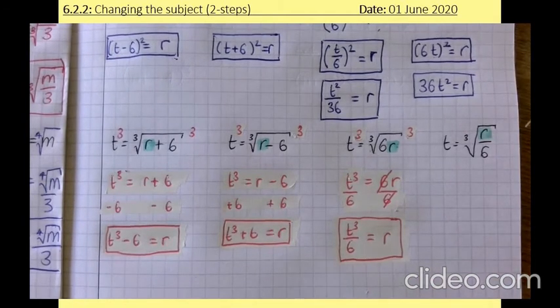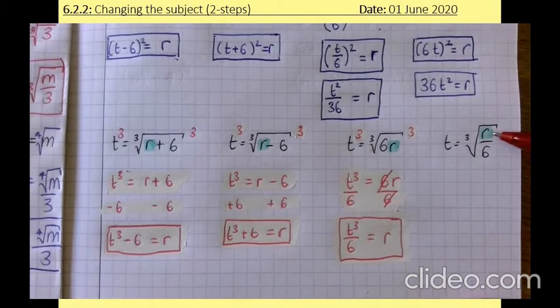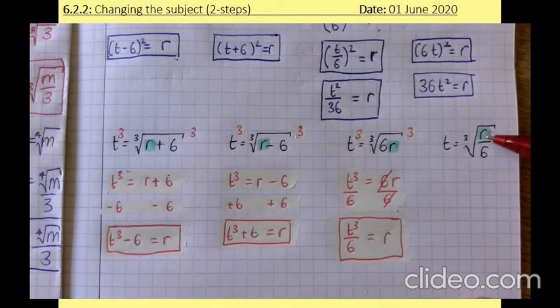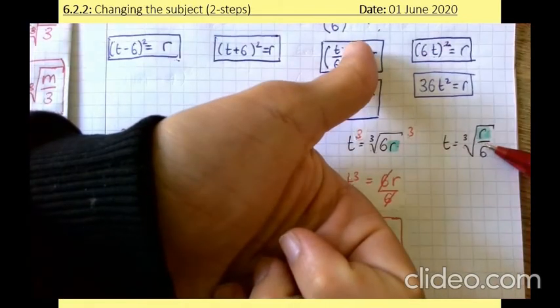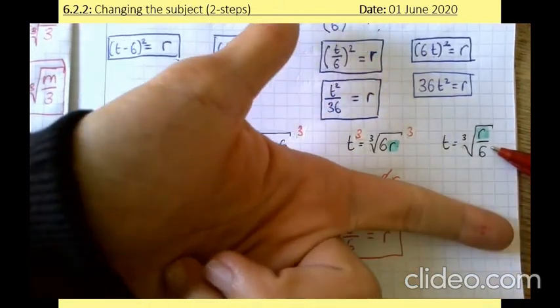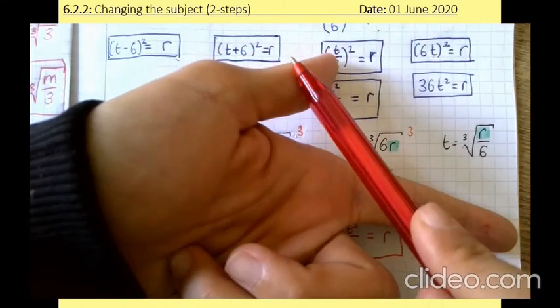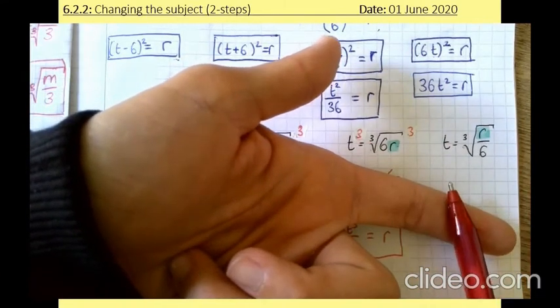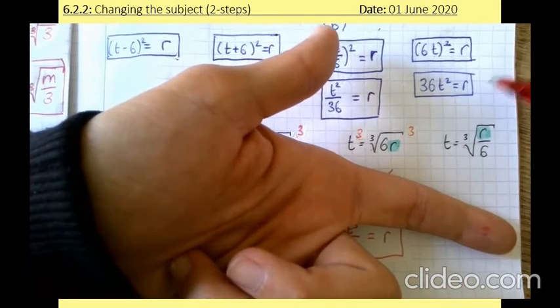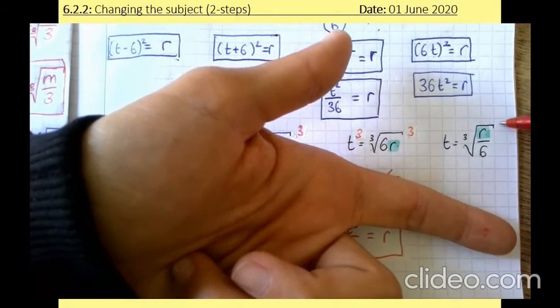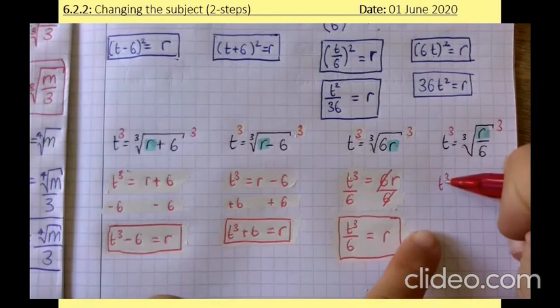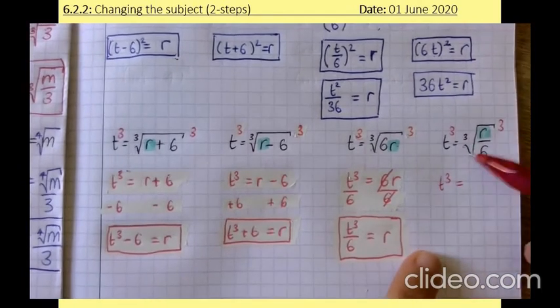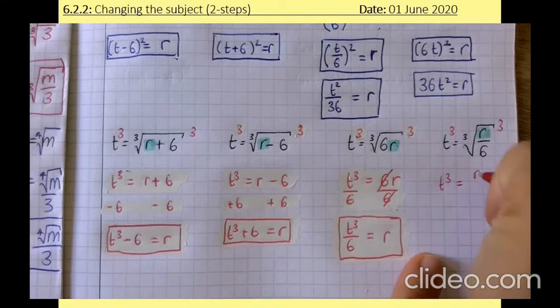And this last equation, we can see that the root again is over everything. So that means it happened last. So, well, what happened first? Well, first r was divided by 6, and then everything was cube rooted. So first we divided by 6, then cube rooted. So we work backwards. We undo the cube root first by cubing both sides. So this gives us t cubed equals, well, cube root and cube cancel each other out to give r over 6.